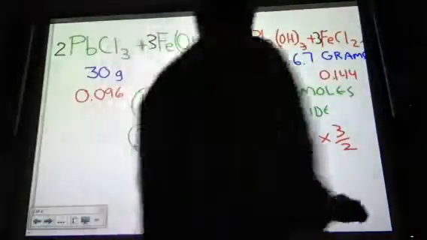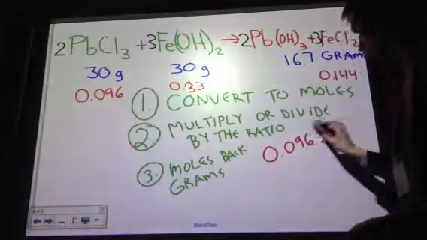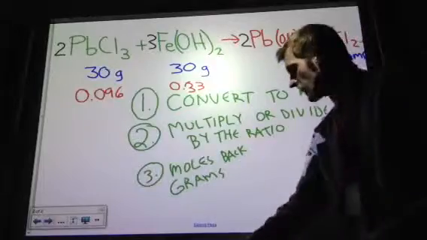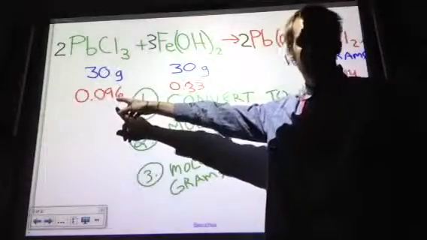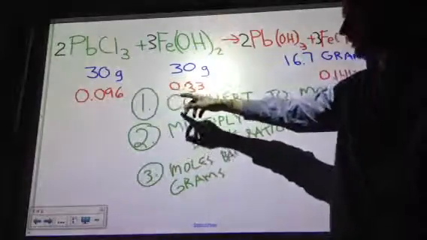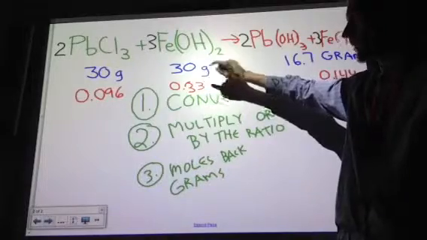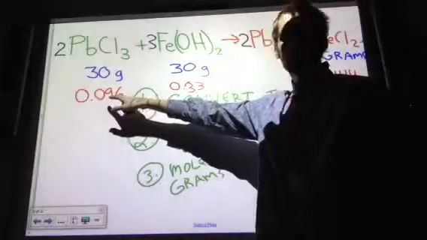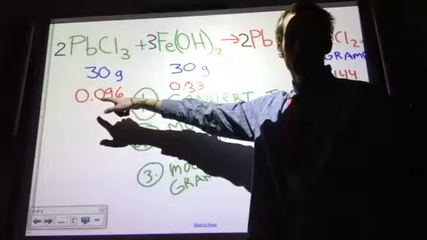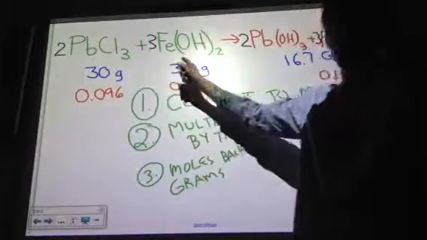I get 0.144. Okay? Which is less than 0.33. So right off the bat, you can figure out, okay, I don't have enough of this. I need 0.144 moles to react. I need 0.144 moles of this to react with 0.096 moles of this. And that comes from the ratio. Okay? You just have to take this multiplied by 1.5.